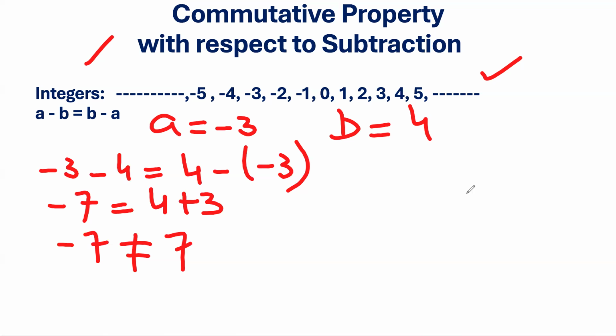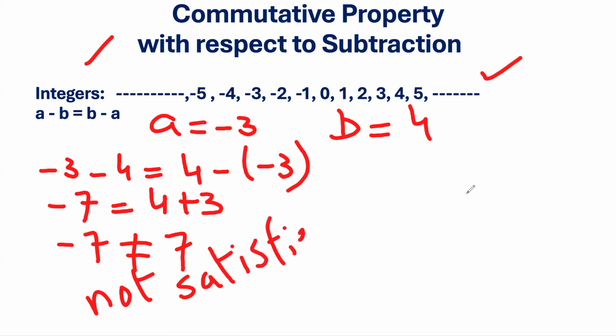So the left-hand side and the right-hand side are not equal to each other. It means that this property is not satisfied. Commutative property with respect to subtraction in the set of integers is not satisfied. Both the sides are not equal to each other. It has to be satisfied in all the cases of the set of integers.